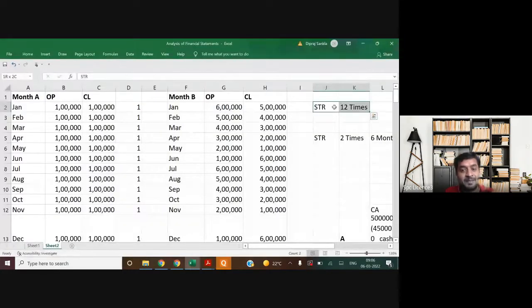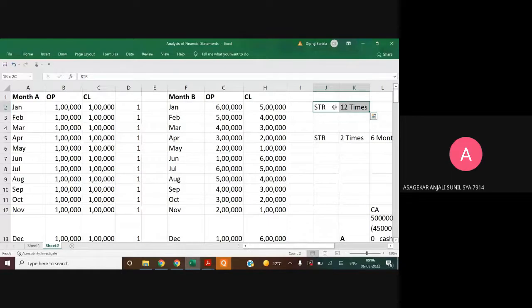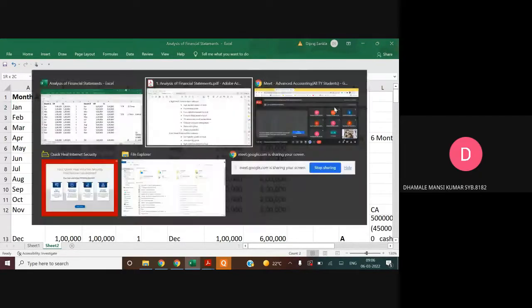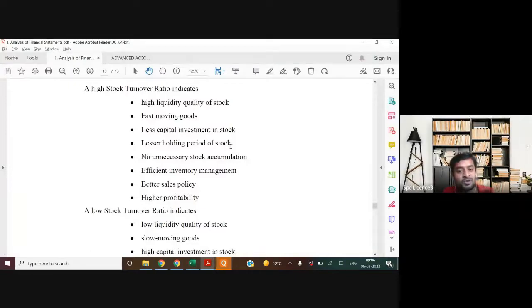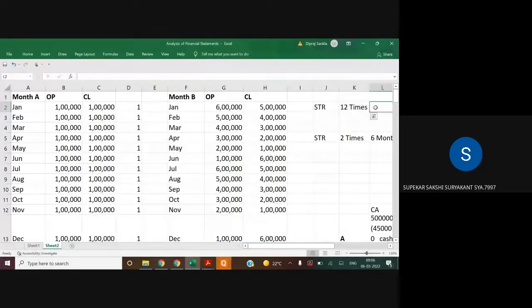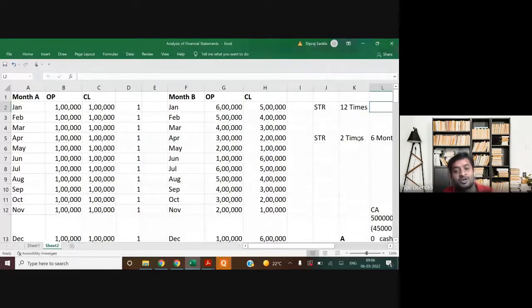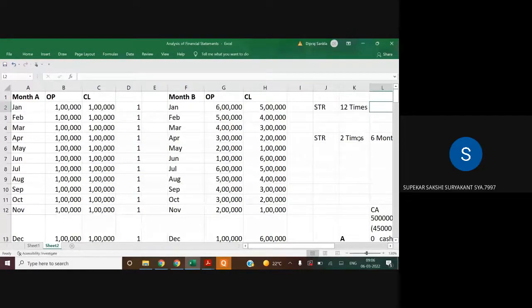Is there less capital investment in case of a company? Yes, sir. Only 1 lakh rupees capital is invested, right? Very good. Now the fourth one, lesser holding period of stock. What is the holding period here? Only 1 month, na? Yes, sir. Lower is the ratio, higher is the holding period, right? Yes, sir. Okay, good.